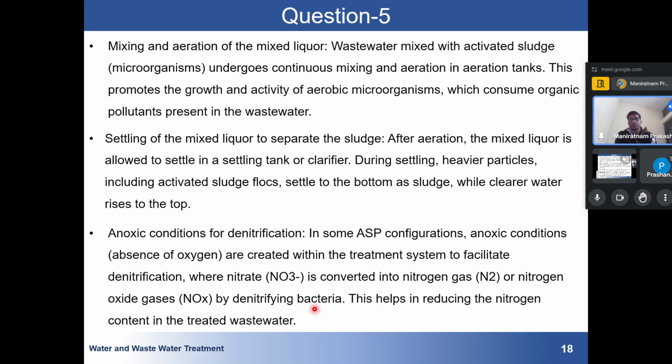So what happens is that we add some kind of denitrifying bacteria. That bacteria will convert this NO2, NO3 minus into nitrogen or some kind of nitrous gas, and that will escape from the system. So the load of nitrogen in the wastewater will be very low.